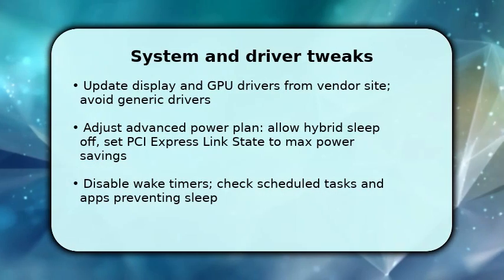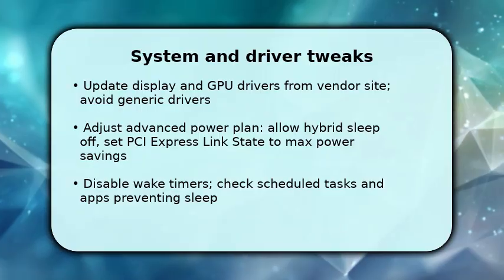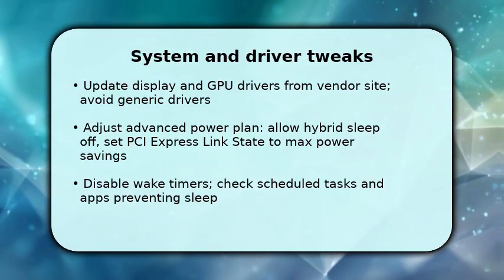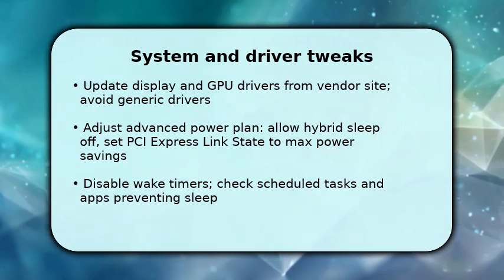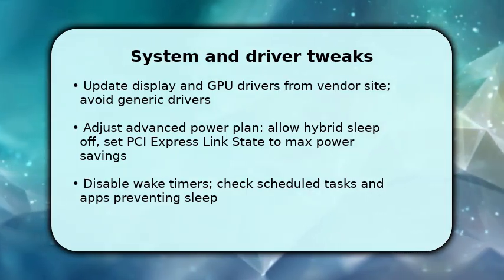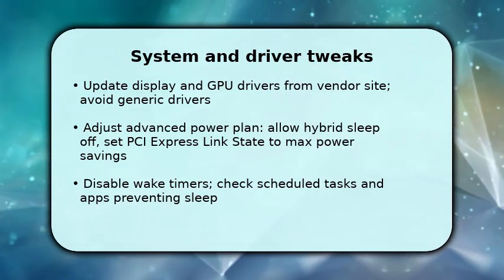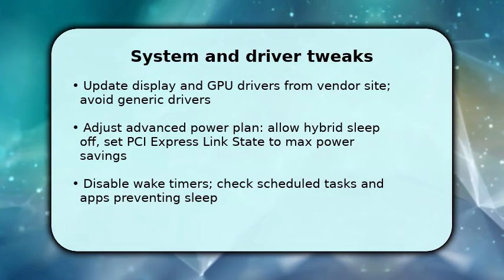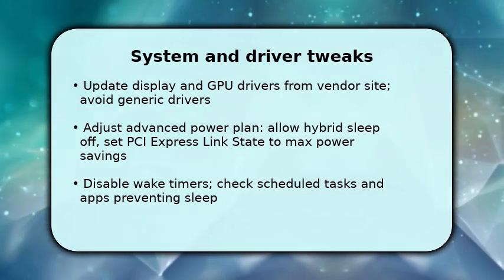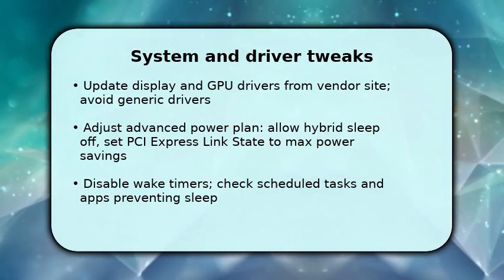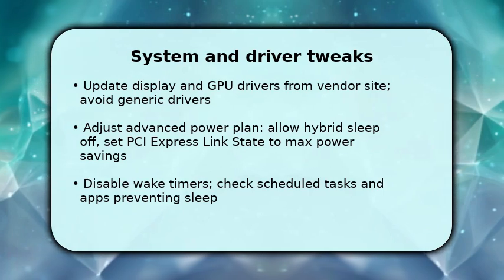Next, target the software that controls power behavior. Update your GPU and monitor drivers directly from the manufacturer so power management features work correctly. Then edit the advanced power plan, turn off hybrid sleep, set PCI Express Link State Power Management to maximum savings, and disable wake timers. Inspect Task Scheduler and running apps for tasks that wake the display. If a specific app blocks sleep, quit or change its settings. These actions address the common conflict between drivers, apps, and the power plan.